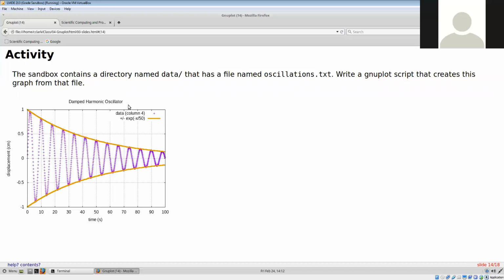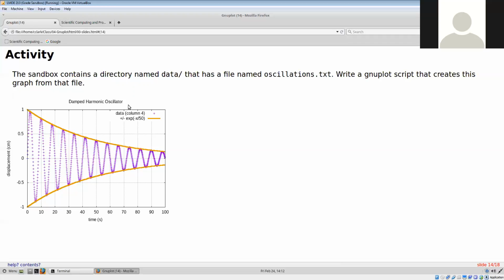So let's write a Gnuplot script that recreates this graph. There's a sandbox. The sandbox contains a directory named data. This is the one that we've already done. It has a file named oscillations.txt. I want you to write a Gnuplot script that recreates this graph.